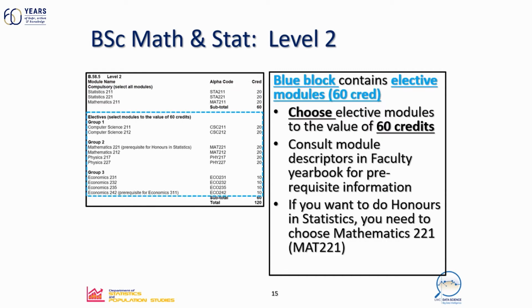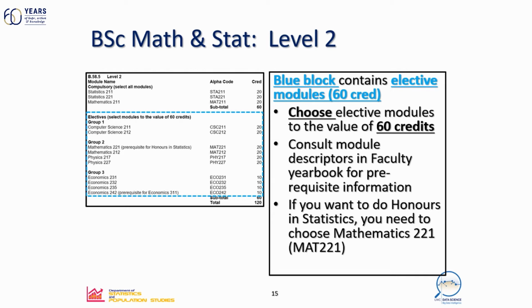At Level 2, you are allowed to choose your electives from different groups. Just make sure that you register for enough electives to make up the remaining 60 credits. Also make sure that you have passed any prerequisite Level 1 modules before registering a Level 2 module.